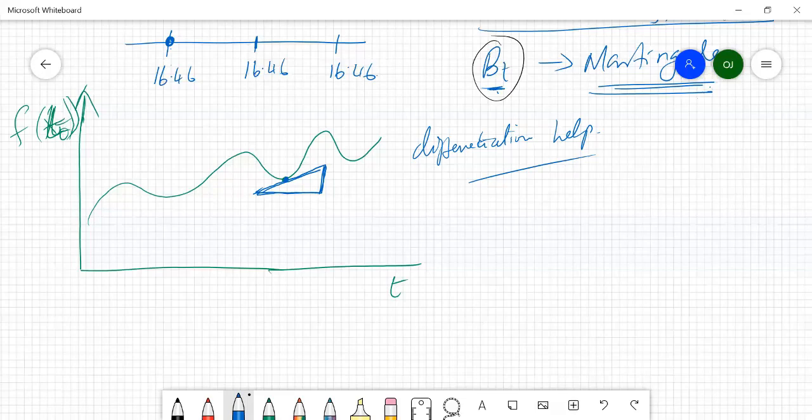Now, what happens in differentiation when you magnify this curve here? When you magnify it, it looks like this. At this point it is more curvy. But when you enlarge it, that's what differentiation does. When you enlarge it, it looks like this. You see that?